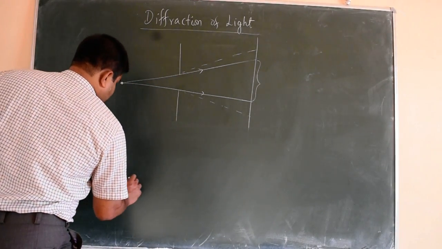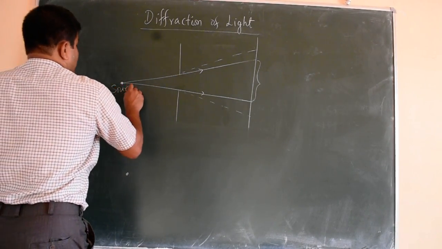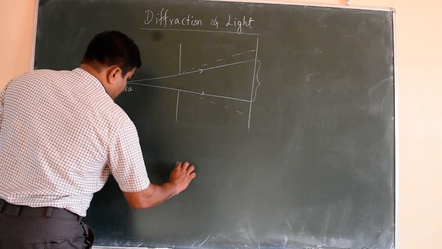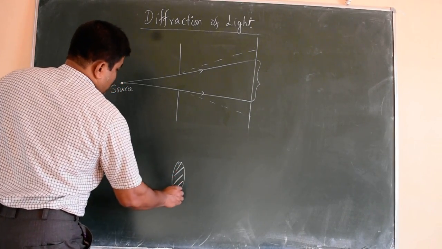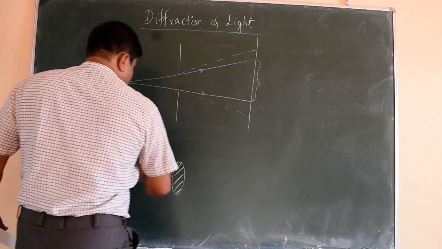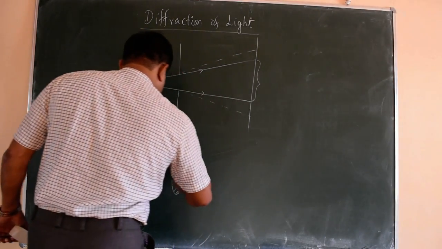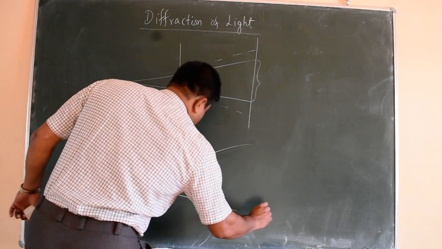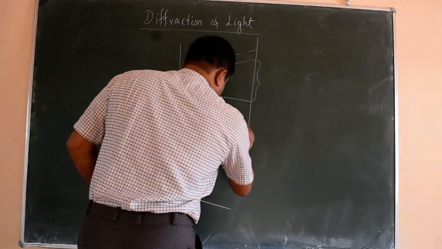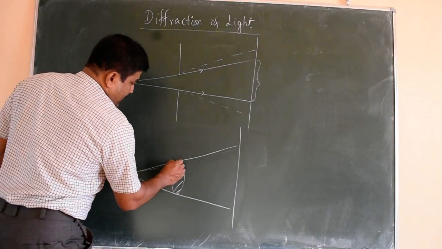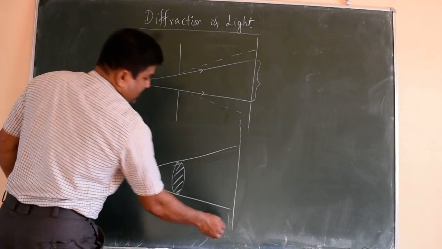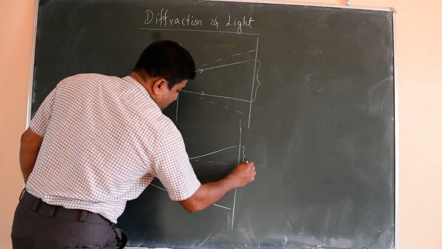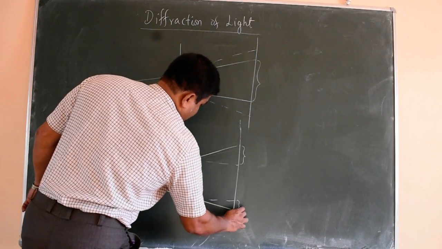Similarly, I can give another, reverse example. Suppose I keep the source here, and I create another situation. If I have some obstacle like a coin, an opaque body, the light goes this way and also this way, and if I place a screen here, then we expect light on this side and on this side. But because of the diffraction phenomenon, the light spreads into this region. Here also some intensity will be there, and here also some intensity will be there.